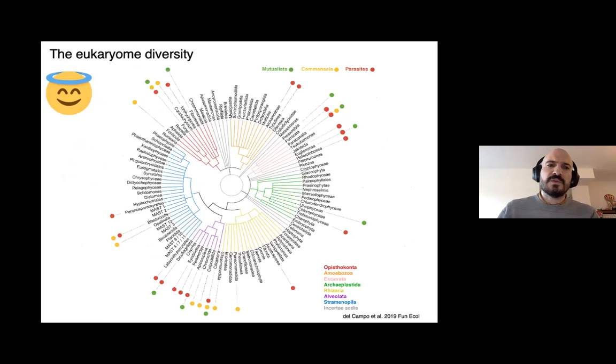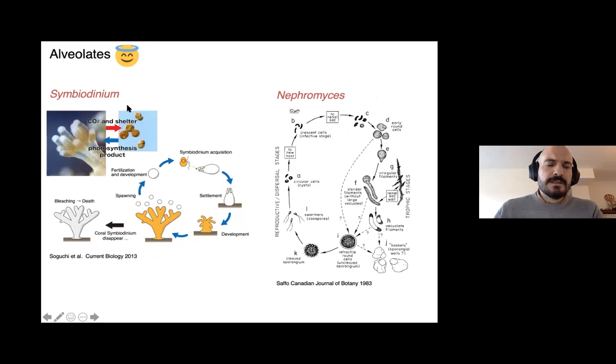And what about mutualists? Same story. We have lots of mutualists here within the excavates as well as within the alveolates. Some examples: Symbiodinium, probably one of the most well-known mutualistic microeukaryotes. It's also called Zooxanthella, and this is an algal symbiont of corals, and it's essential for the survival of reef-forming corals. Currently, because of climate change, reef-forming corals are expelling their symbionts in a process that is named bleaching, that happens when there is a heat wave.